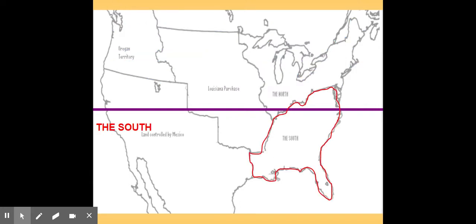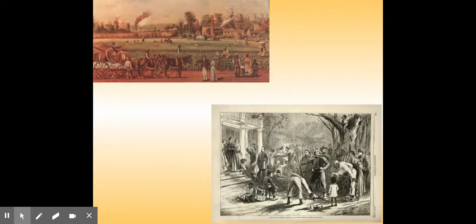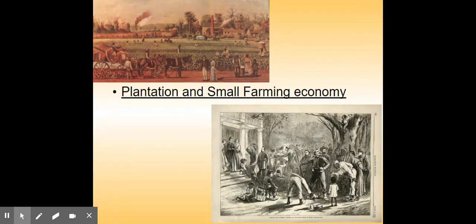Now let's look at the South. Okay. Here we are down here with the South. Let's talk about the South. Well, if the North has an industrial economy, the South's economy is going to be based on agriculture, especially plantation agriculture. We associate those big farms with all those slaves with the South. You're not going to find them up in the North. Okay, so it's a very agricultural economy based on plantations and small farming.